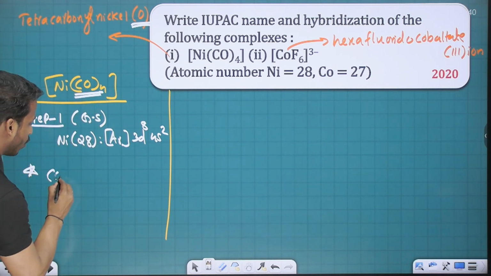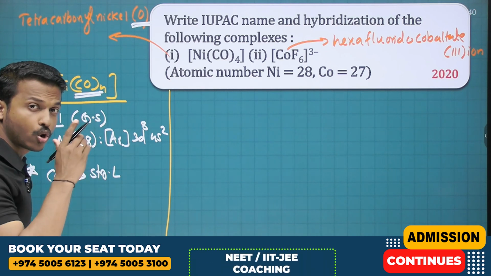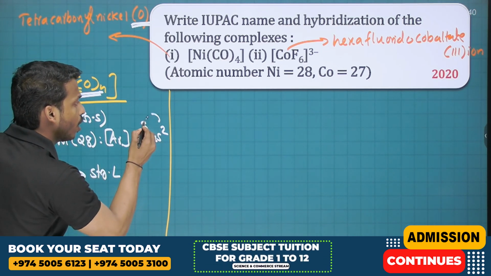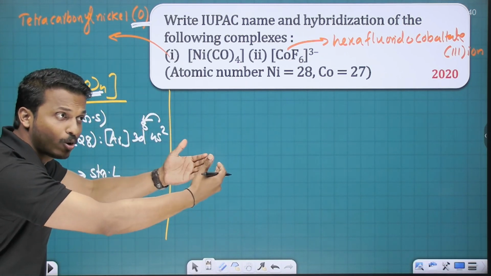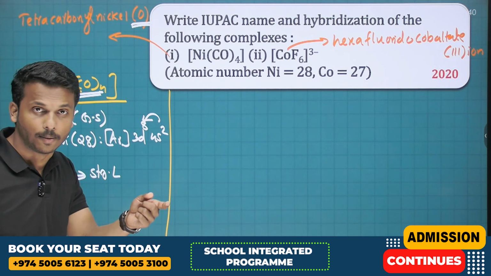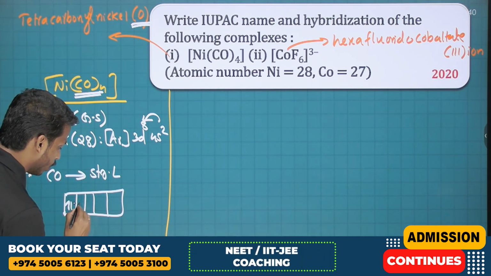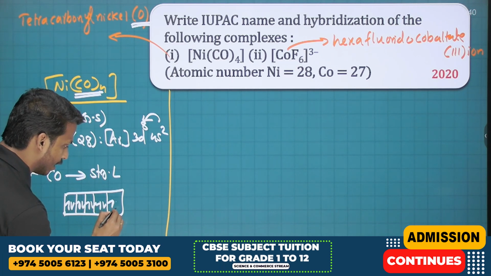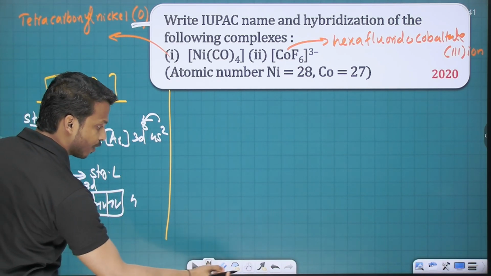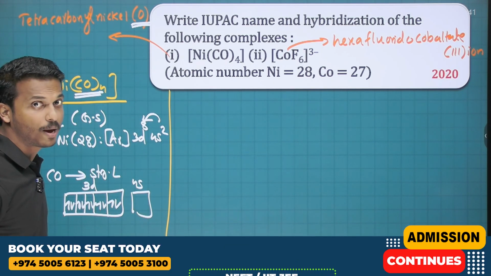Identify the ligand. Carbonyl, my dear, is a very strong ligand. If strong ligand, electrons undergo pairing, means all electrons get paired from outermost, they come inside. So these 2 electrons come inside, it becomes 3d10. How can you write d10? Like this: 1, 2, 3, 4, 5, 6, 7, 8, 9, 10. This is your 3d orbital. Your 4s orbital is free now because all those electrons come inside and get paired.